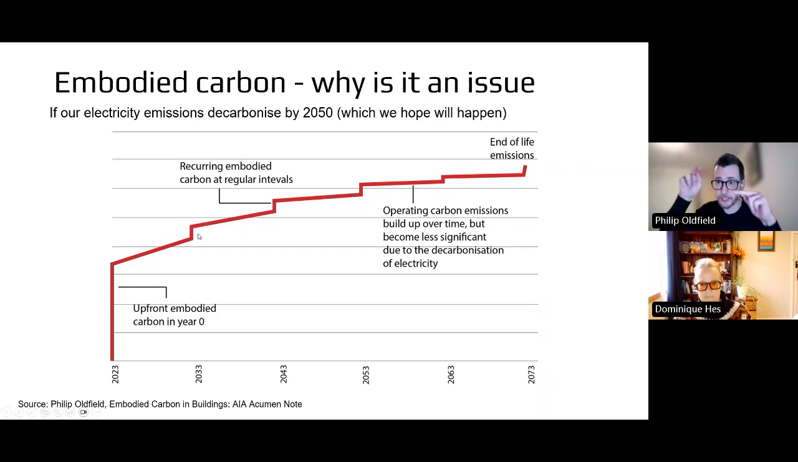Then the operating keeps going up as well. But you'll see those operating lines start to level out. And that's because we're decarbonising our electricity grid. So the amount of emissions associated with operating energy is decreasing over time. In New South Wales at the moment, every kilowatt hour of electricity consumed is about 0.79 kilograms of CO2. That was 0.86 a few years ago. So we are seeing that go down.